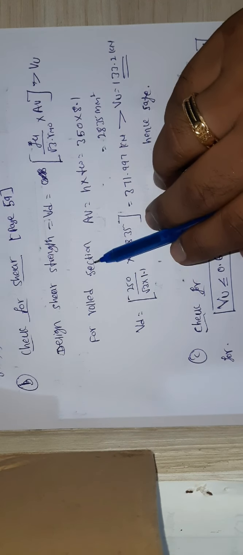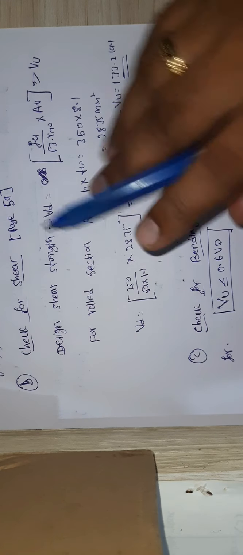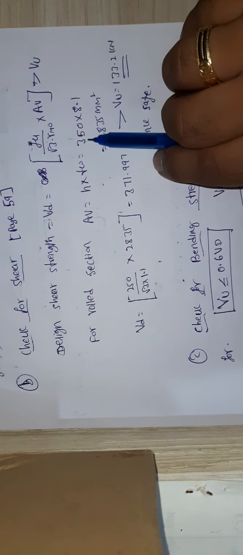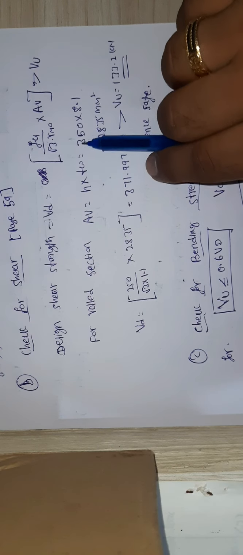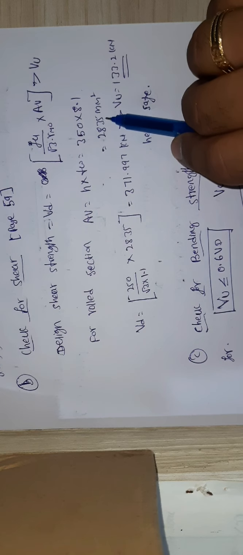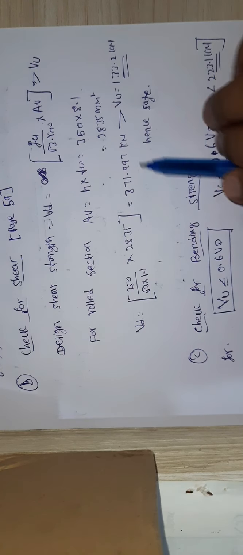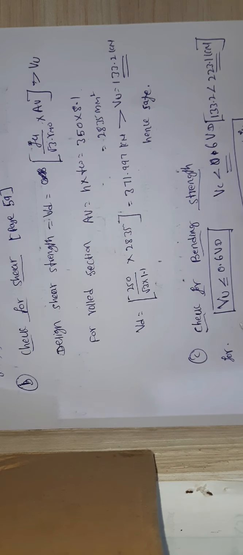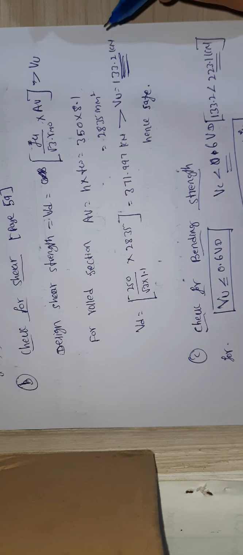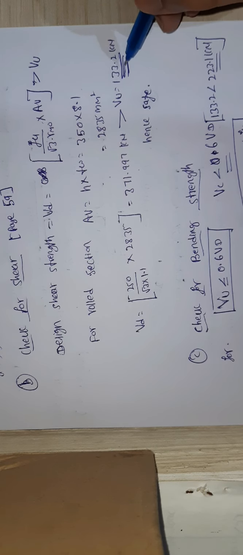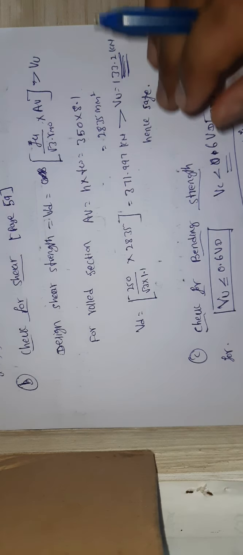What I selected is an I section, right? For rolled I sections, AV equals H into TW. H is the total depth of the I section, which is 350, and TW is 8.1, the thickness of the web. So I got 2835 millimeter squared. Then substituting into the formula, I calculated VD as 371.997 kilonewton. It should be greater than the ultimate shear force VU. Yes, please, it should be greater than the ultimate shear force, which is 133.2 kilonewton. So hence it is safe.